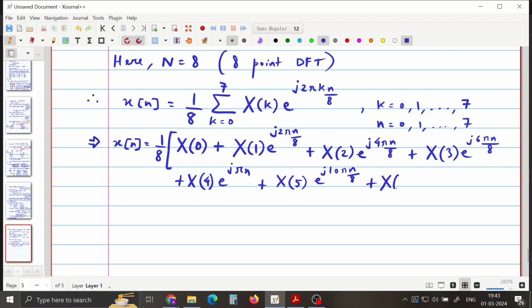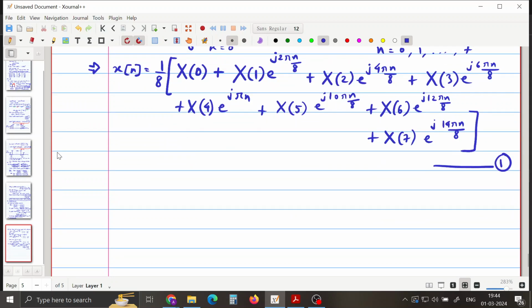Then for k equals 6, you have this term. And finally, the last term would be for k equals 7, that's the upper limit, this. Now let me call this equation 1. These are the 8 terms if you expand the summation.